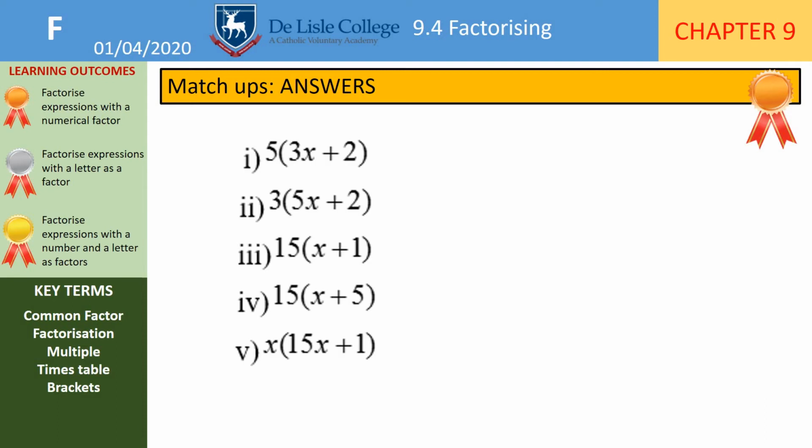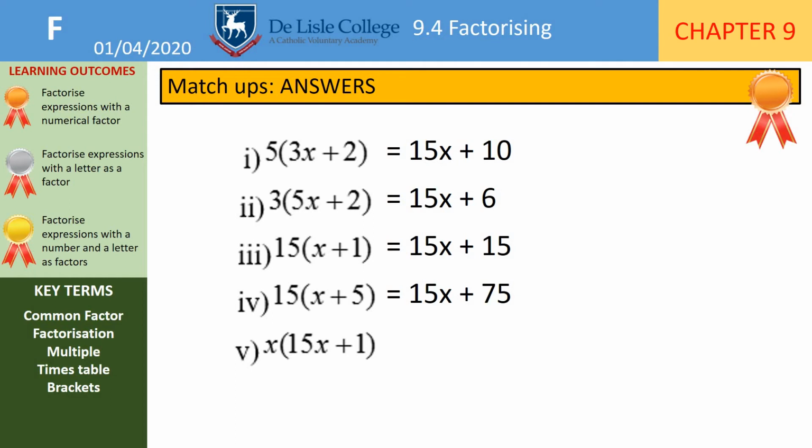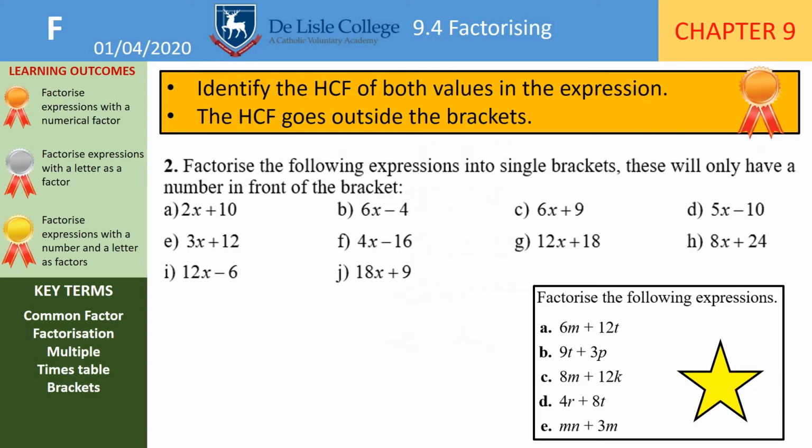Okay, so here are your match-up answers. The first one is 15x plus 10, second one 15x plus 6, third one 15x plus 15, the fourth one is 15x plus 75, and finally 15x squared plus x. Notice we've got x times x there, giving us x squared.